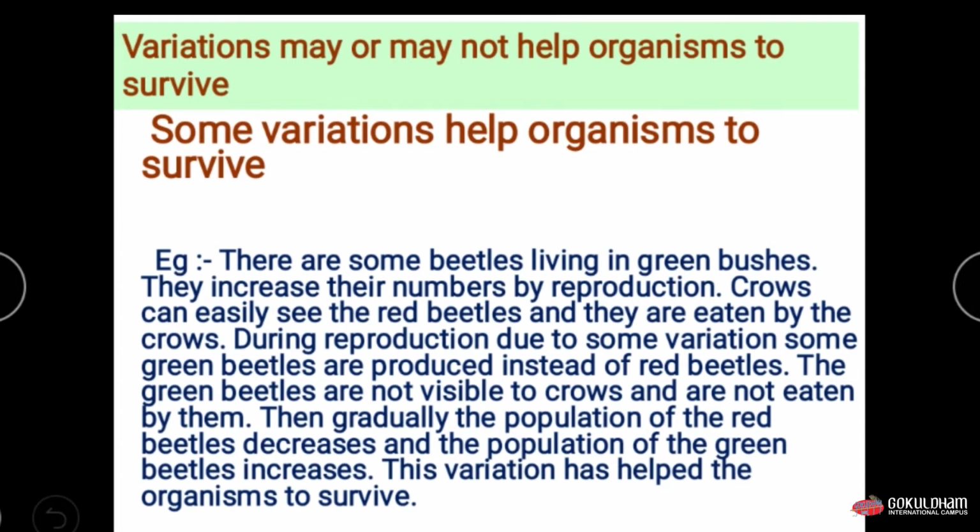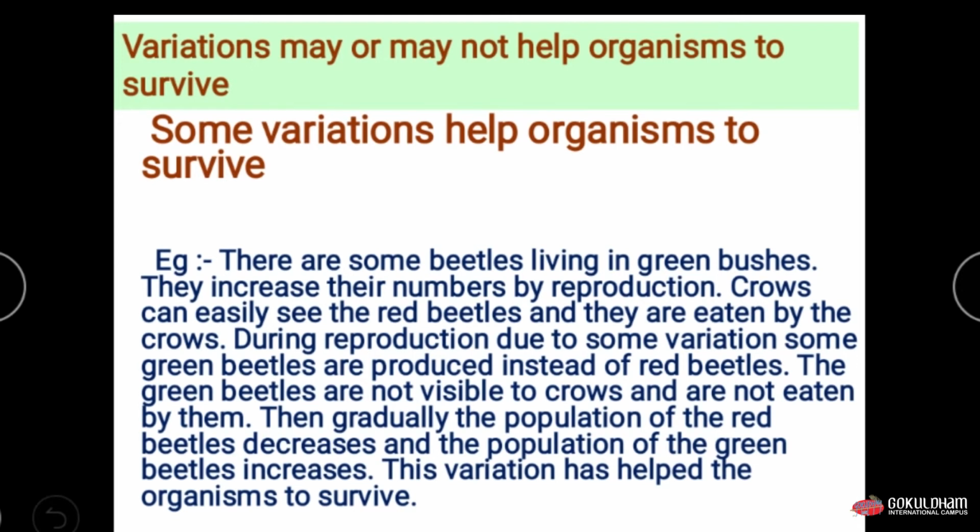There are certain variations which help the organism to survive in a particular environment, and there are many variations present in organisms which do not help them to survive in their particular environment. So let us talk about the variation which helps organisms to survive.